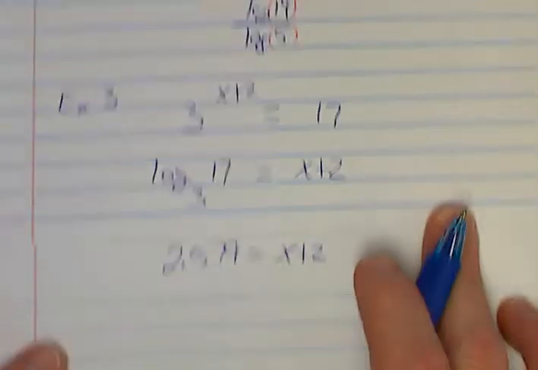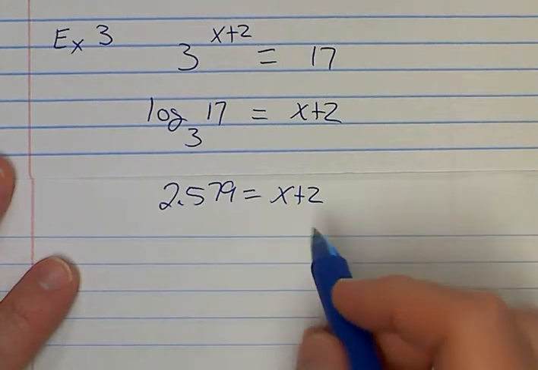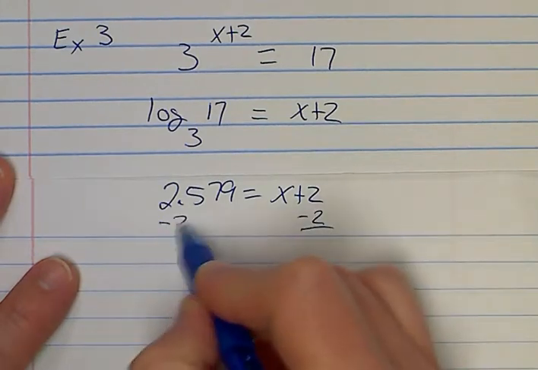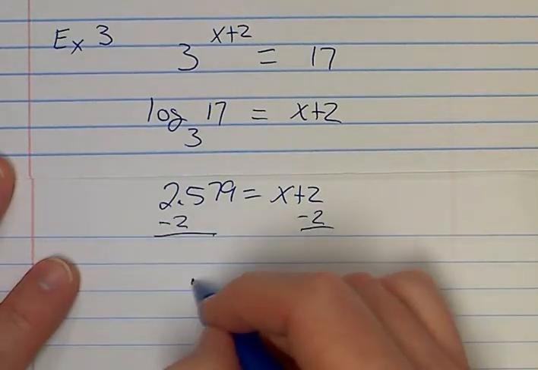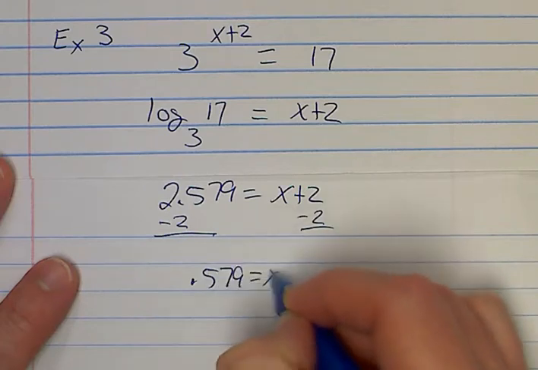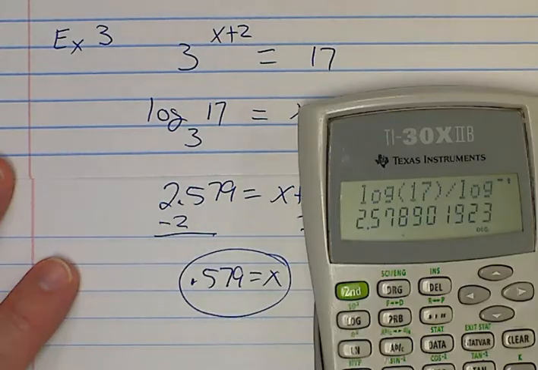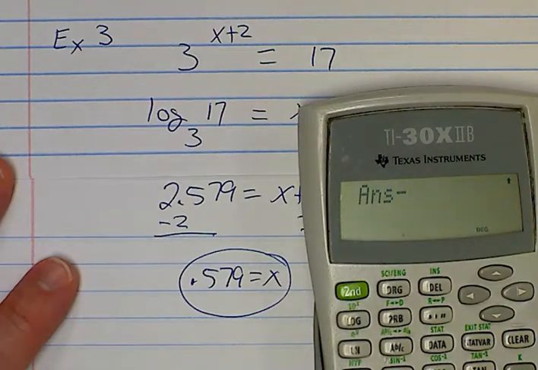So if you have 2.579 with x plus 2, that means you've got to subtract 2 from both sides. And when you do that, you get 0.579 for your x. Again, just take the answer you had here, just do minus 2, and you're back in business.